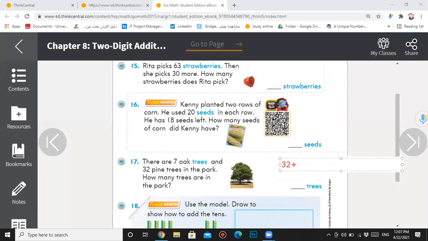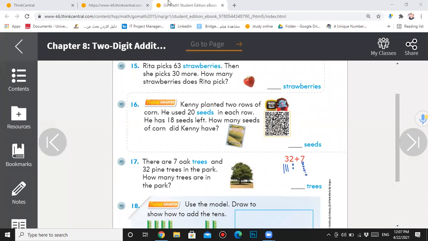32 plus 7. Okay, guys, you should draw. Okay, I have three tens. One, two, three. And how many ones? Two ones. So I have here seven ones, only seven ones. One, two, three, four, five, six, seven.